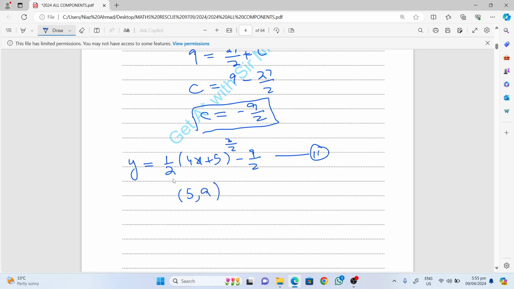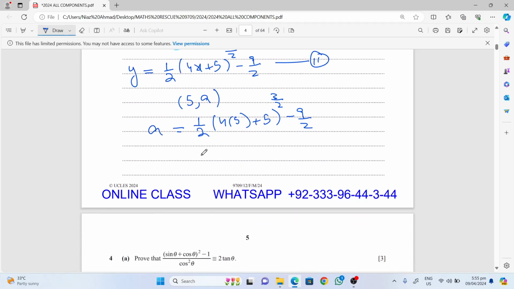We are supposed to get the value for a, and a is y. So a equals 1 over 2 into (4 into 5 plus 5) whole power 3 by 2 minus 9 by 2. When you solve this, use your calculator, you will get the value for a, that is 58. So we are done with this question.